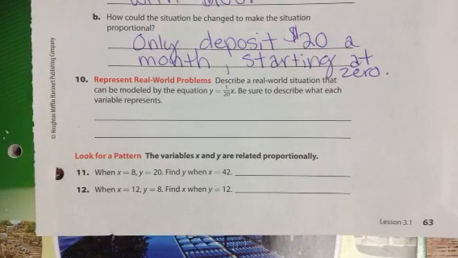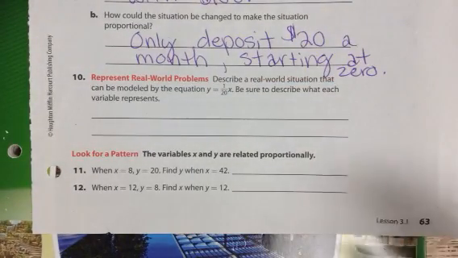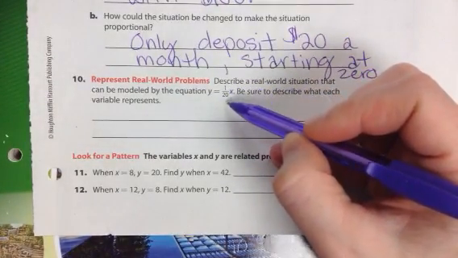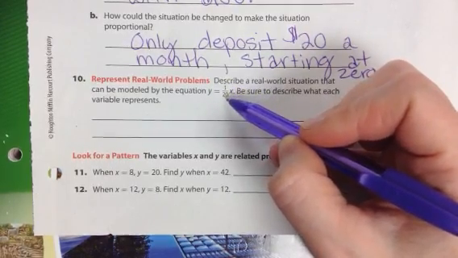Number 10 said, describe a real-world situation that can be modeled by the equation y equals 1 over 20x. Be sure to describe what each variable represents. So whenever I see a fraction, I think of it as a ratio, and it can be comparing two things. Since I'm a teacher, I think of the ratio being the number of teachers to students, and that makes pretty good sense because our numbers were 1 and my class sizes are about 20.